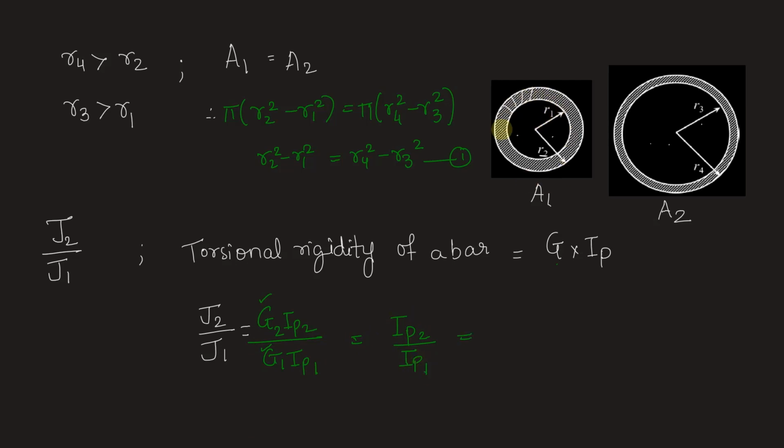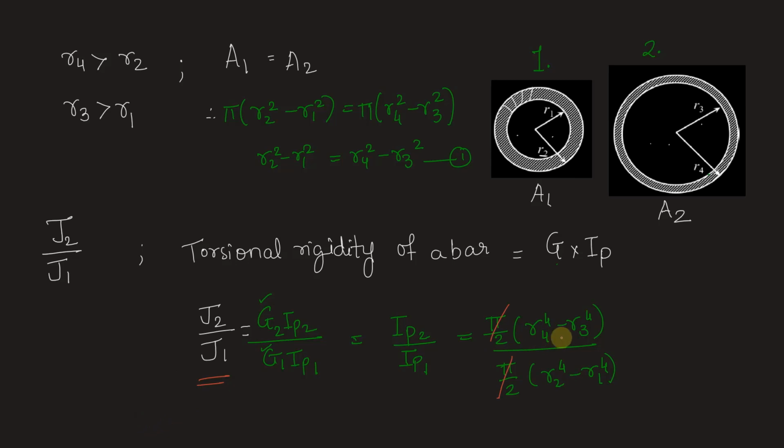We'll substitute the values of IP2. So for this one we have pi by 2 into R4 raised to 4 minus R3 raised to 4. This gives the polar moment of inertia. Again for bar number 1 we have pi by 2 into R2 raised to 4 minus R1 raised to 4. Here pi by 2 will get cancelled with pi by 2, but we will not be able to decide whether this difference is greater than the difference in the denominator. And that is why we will not be able to identify J2 by J1.